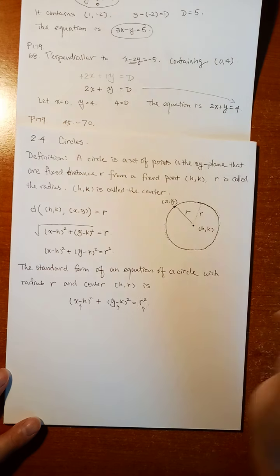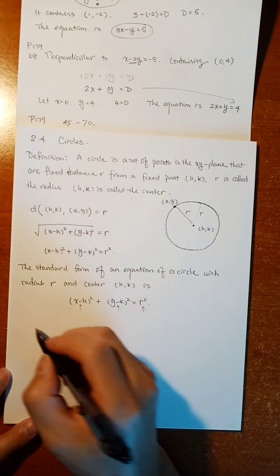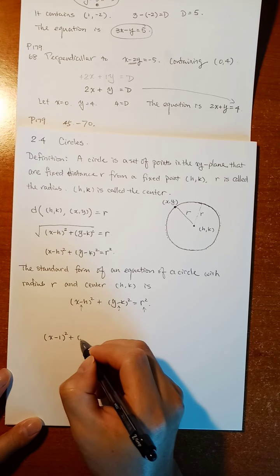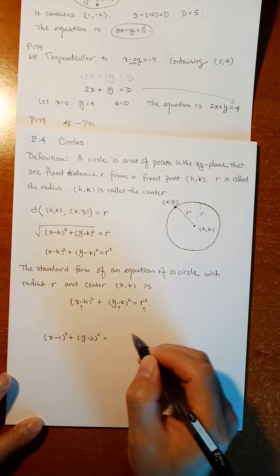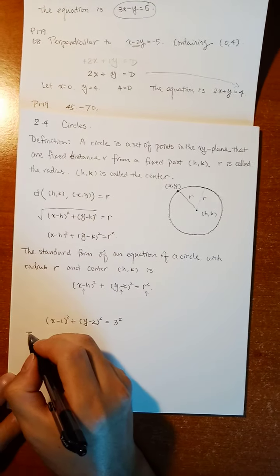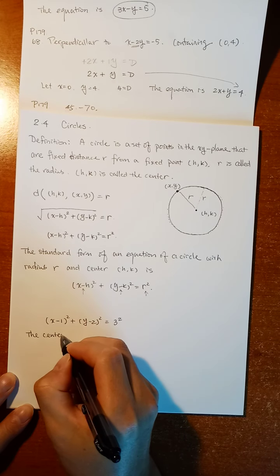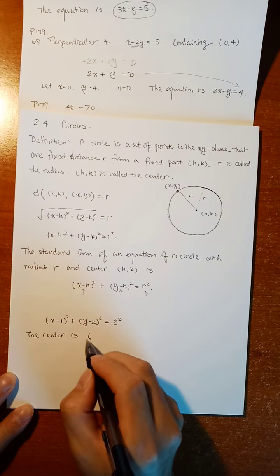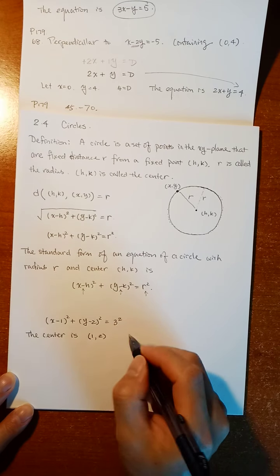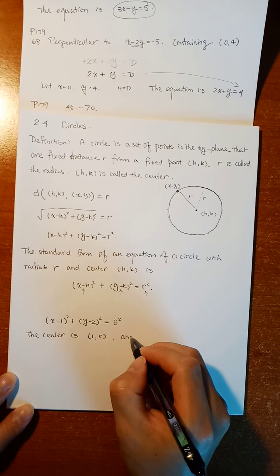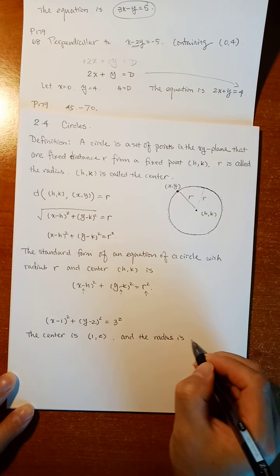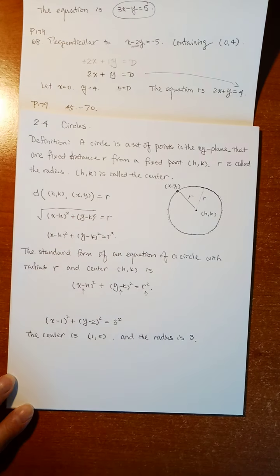For example, if we have (x minus 1) squared plus (y minus 2) squared equal to, for example, 3 squared, then we know the center is, okay, the center is a point, it has xy coordinates, so you get (1, 2), and the radius is 3, because it's r squared, 3 squared.